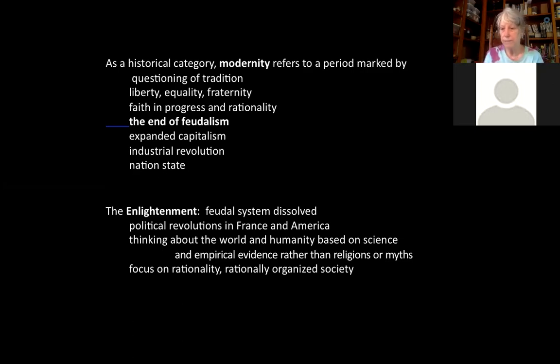sometimes with a constitutional monarchy and sometimes without. Like we don't have a constitutional monarchy. We just have a constitution. We're a republic because we don't have a king.